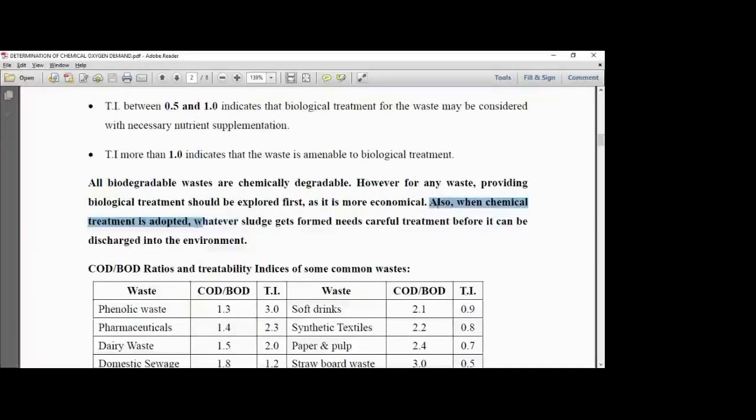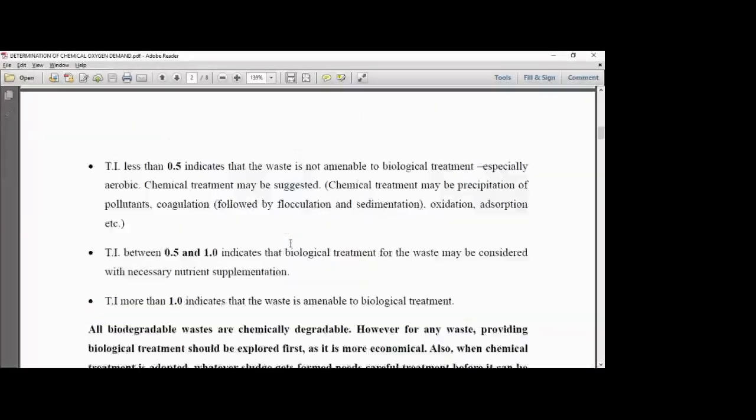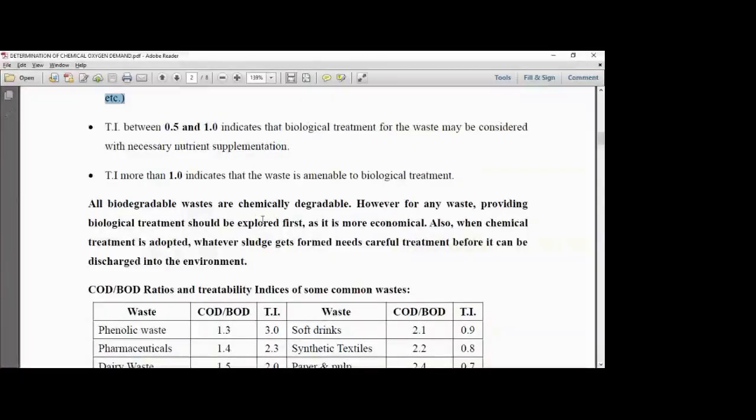Also, when chemical treatment is adopted, whatever sludge gets formed needs careful treatment before it can be discharged into the environment. Now, when we do some chemical treatment, maybe in the form of precipitation, coagulation, oxidation, adsorption, you will be getting some sludge, and that sludge will have higher inorganic content. And again, it is very difficult to treat this inorganic sludge, and you need a very careful and very expensive treatment for that sludge. So always you have to explore whether you can give a biological treatment or not.